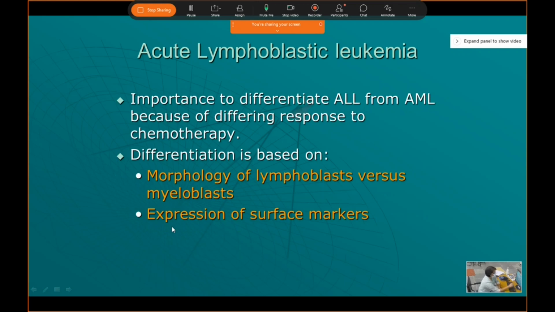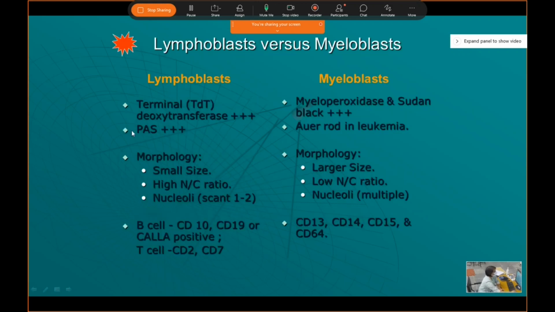And then the next question which may come is to differentiate lymphoblasts from myeloblasts. In this case, based on morphology, lymphoblasts are usually smaller, myeloblasts are usually larger, and lymphoblasts have a high NC ratio, and the nucleoli are not really seen because the chromatin is very dense in a lymphoblast. But in a myeloblast, the nucleoli are multiple. The chromatin is quite fine. I have not written it down here, but the chromatin in myeloblasts is usually finer, so you can appreciate the nucleoli very easily.